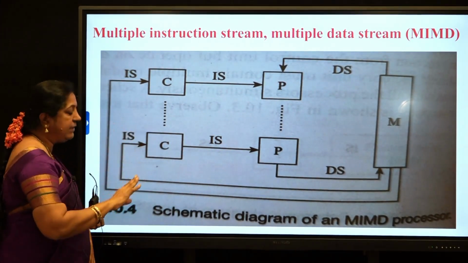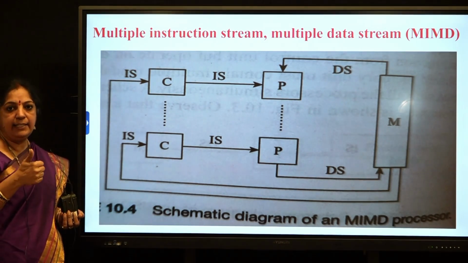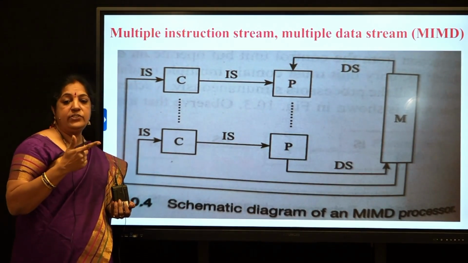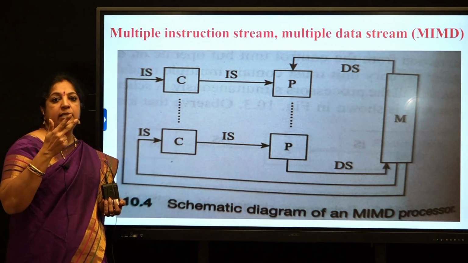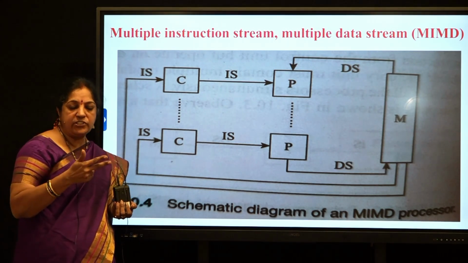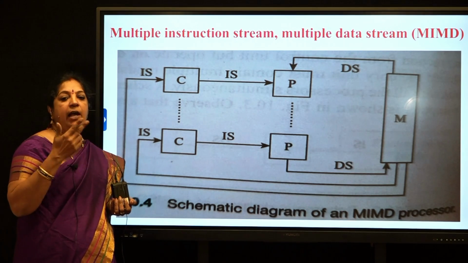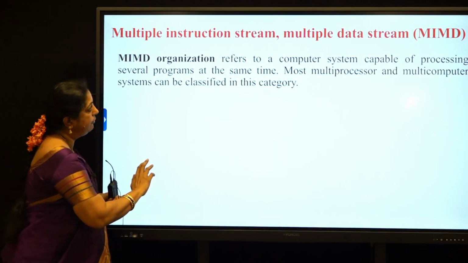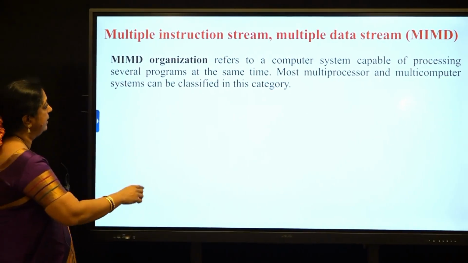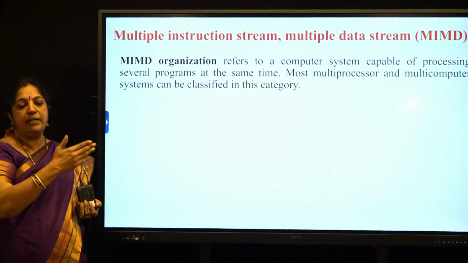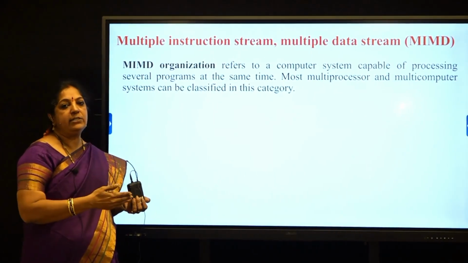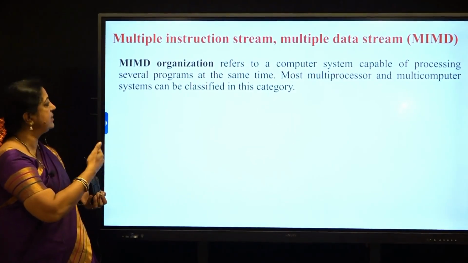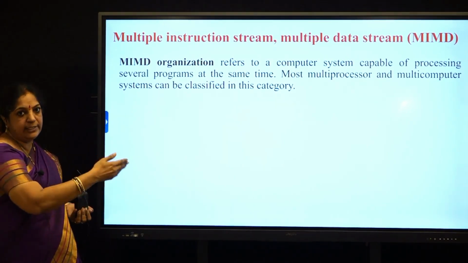So completely 4 different types we are having: single instruction stream, single data stream; single instruction stream, multiple data streams; multiple instruction stream, single data stream; and multiple instruction stream, multiple data stream. These are the 4 different ways we are maintaining this. And multiple instruction stream, multiple data stream is the latest, most popularly used; multiprocessors and multicomputer systems are all classified into this category.